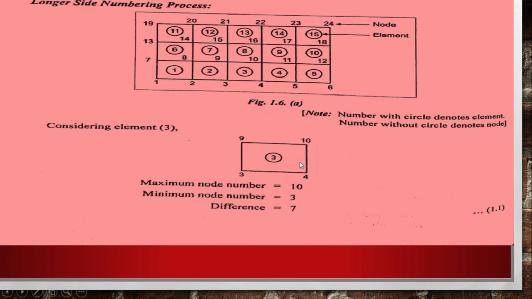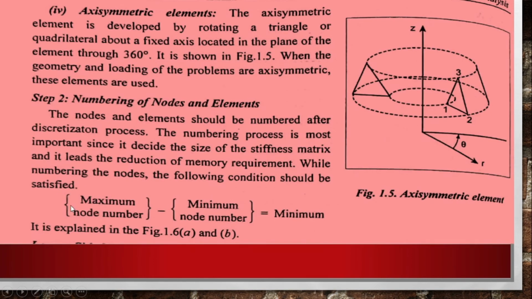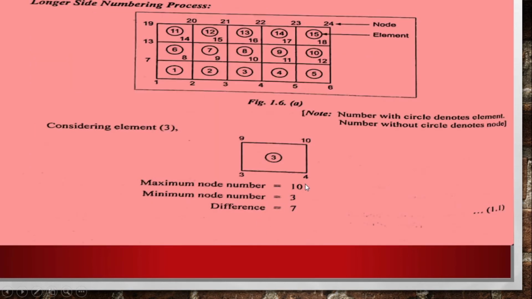Here the maximum node number is 10. So the minimum node number is 3. Now we should be able to get the difference between the maximum node number and the minimum node number. What's the difference? This is the condition: maximum node number minus minimum node number. So the difference is 7.